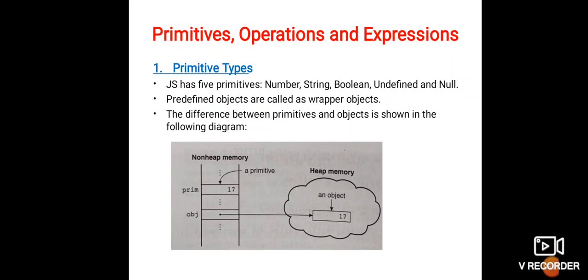Non-heap memory. Within the non-heap memory we are going to include the primitive value 17, and obj is pointing to heap memory, where the object value is 17. Like this we can see the difference between a primitive and an object.